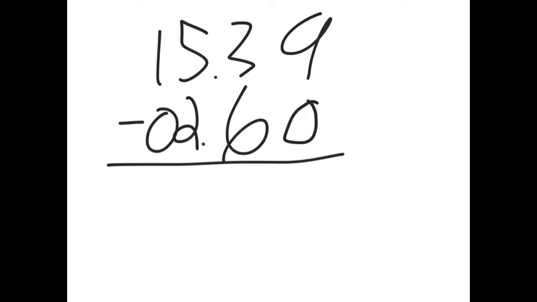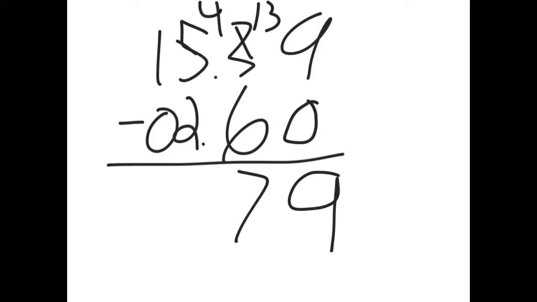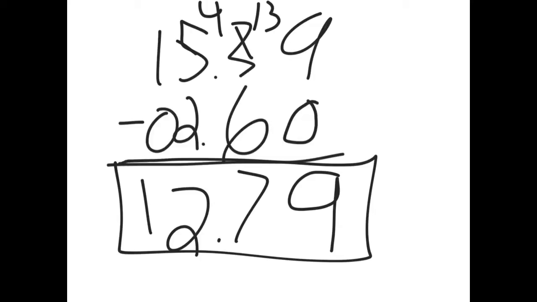So I'm subtracting decimals, and so 9 minus 0 equals 9. And you can't do 3 minus 6, so you put the 4 over here. Bring up 13. Oops. 13. And 13 minus 6 is 7. And then 4 equals 2. 12.79 is your answer.